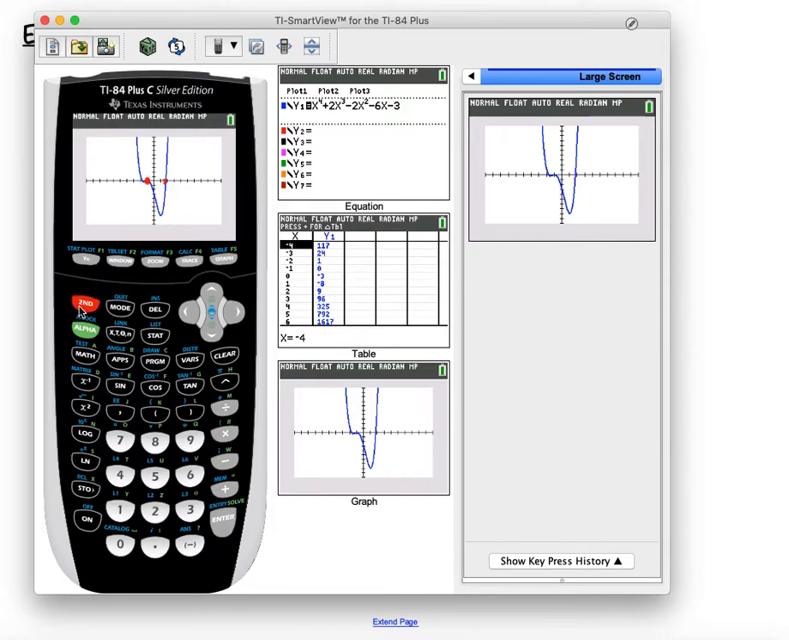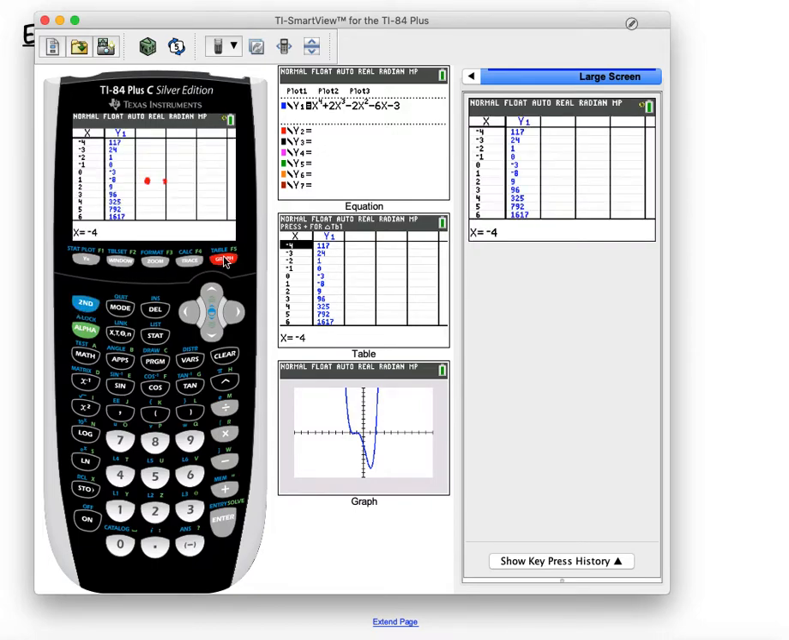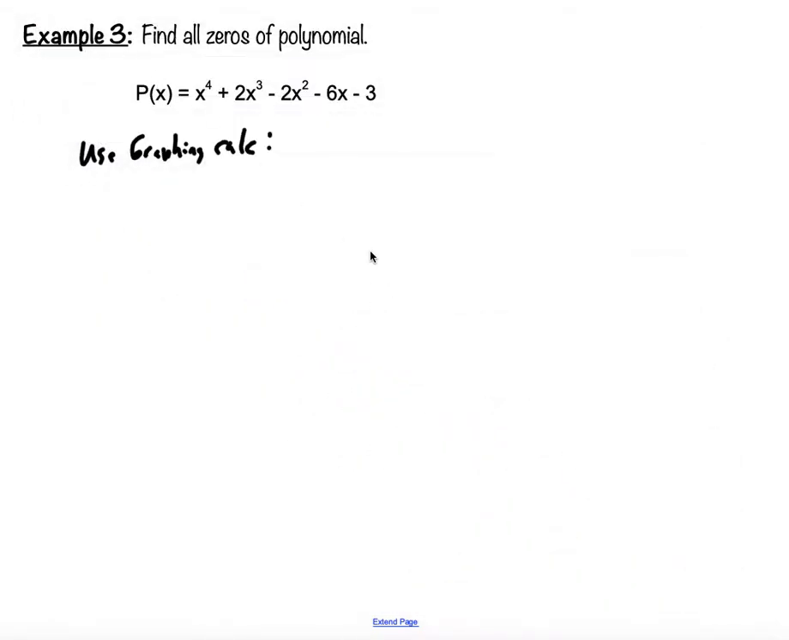So let's go ahead and look at our table there. And -1 definitely is 0, but at 2 there, not a 0. So that one is not going to work. So we can say x there equals -1.